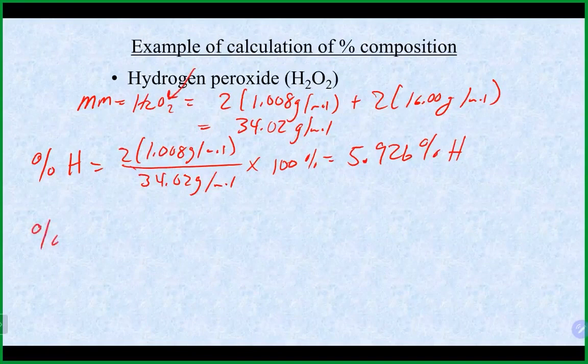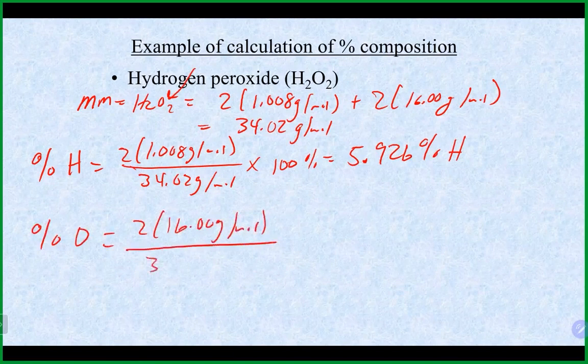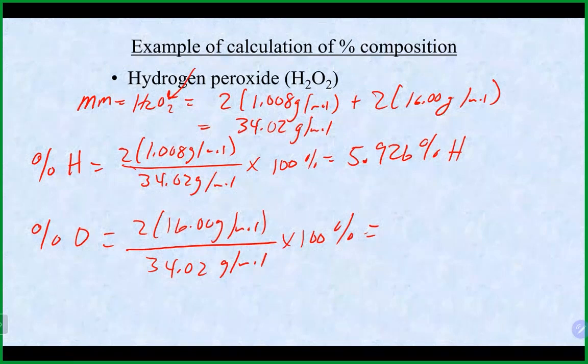Now we'll do the same thing for our oxygen in this case. So the percent of oxygen is 2 times 16 grams per mole, as there are 2 oxygens in that compound, divided by the molar mass of the entire compound times 100%. Taking 32 divided by 34.02 gets us about 94.06% oxygen.